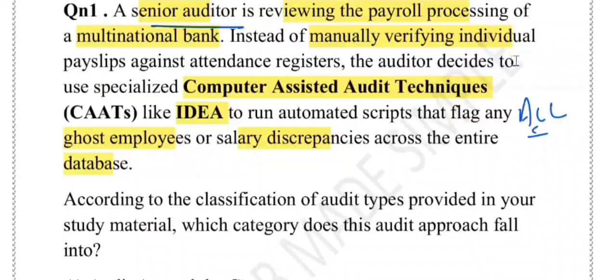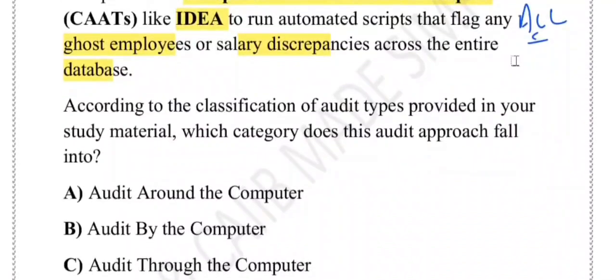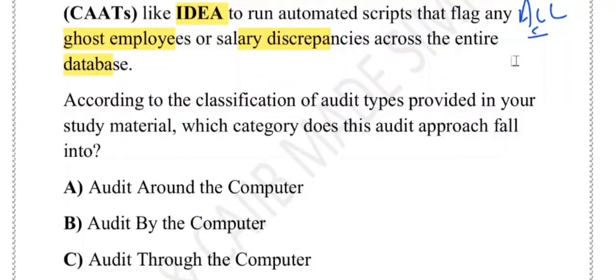So the key point here is the auditor himself is using computer software to perform the audit work, isn't it? So the question is, according to the classification of the audit type provided in your material, which category does this audit approach fall into? Audit around the computer, audit by the computer, audit through the computer, self-audit.